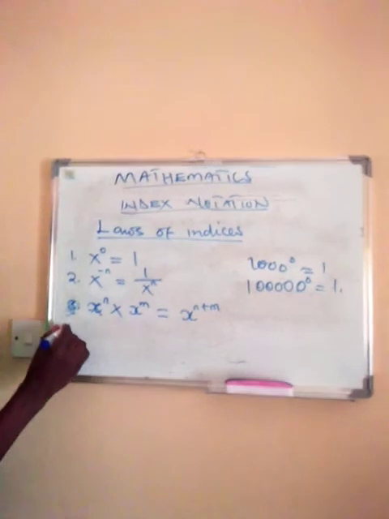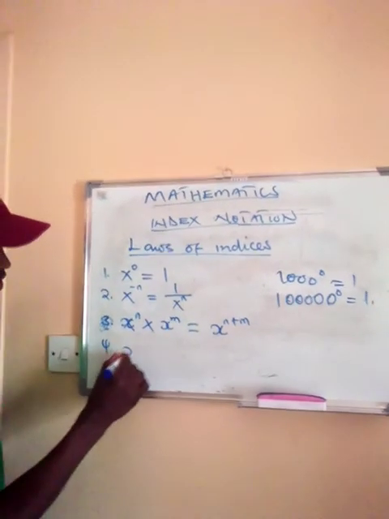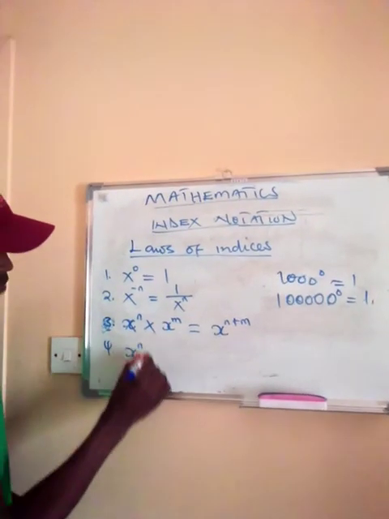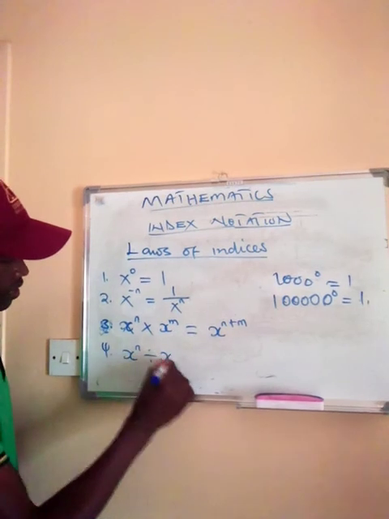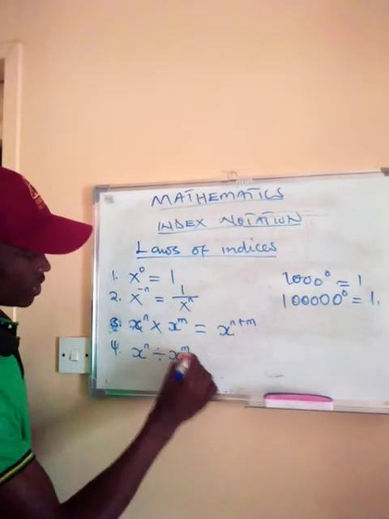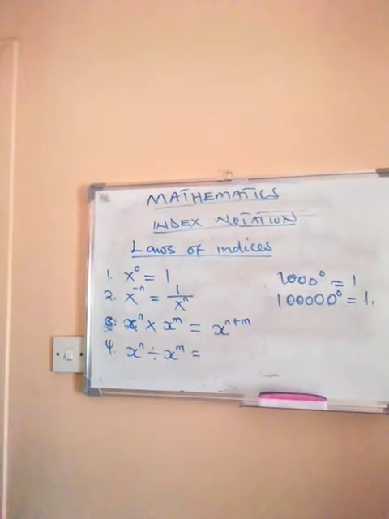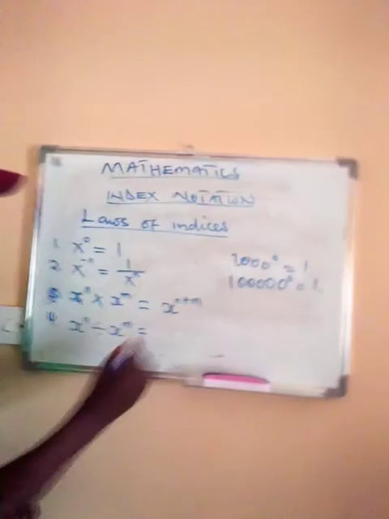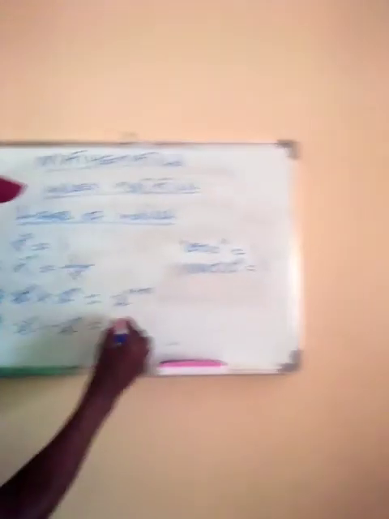Then the fourth one, when you are dividing equal bases, what do you do? You subtract the powers and you maintain the same base. So it would be n minus m.